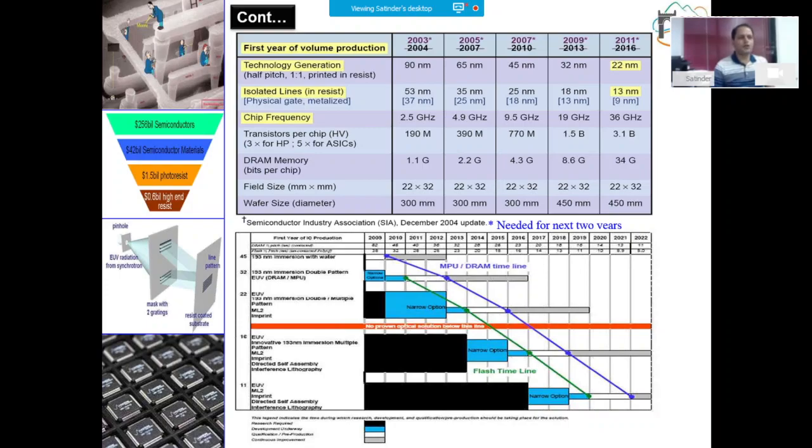So with every technology generation, we are trying to scale down the feature size, which means we are trying to reduce the isolated lines. In the earlier 90 nanometer technology node, the half pitch was 45 nanometer isolated line, and the physical gate length was 37 nanometer. Similarly for 65, the length is around 25 nanometers; for 45 nanometer technology, it is around 18 nanometer, and so on. When we talk about the 22 nanometer technology node, it becomes 13.